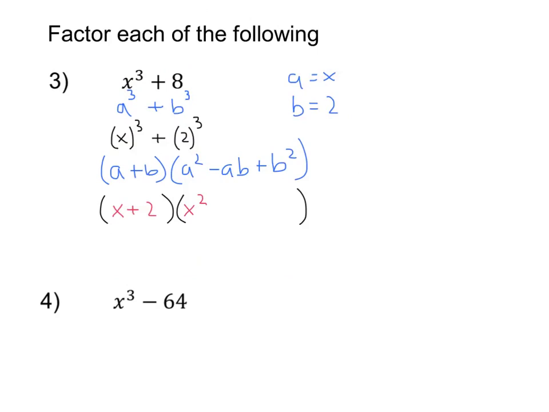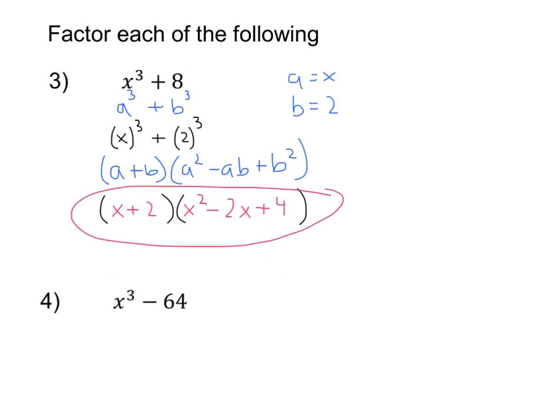And then it's going to be minus a times b. So that's x times 2, which is 2x, plus my b squared, right? And b was 2, so 2 squared is 4. And this right here is our answer.